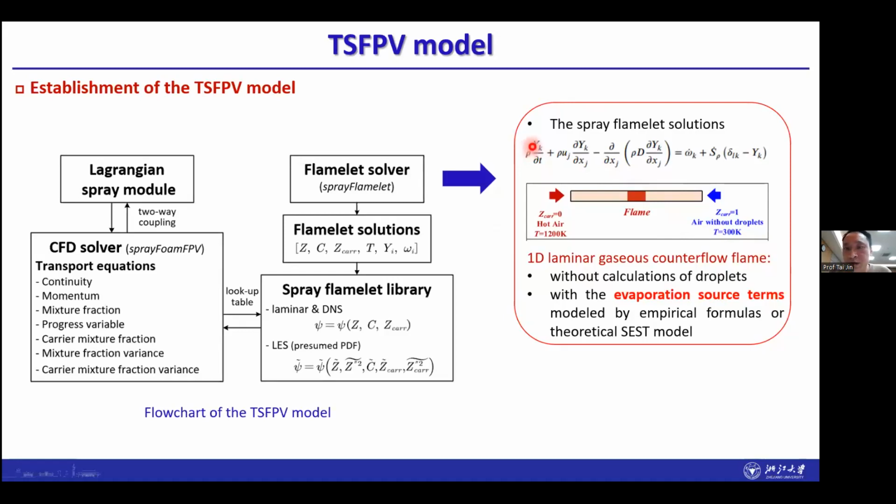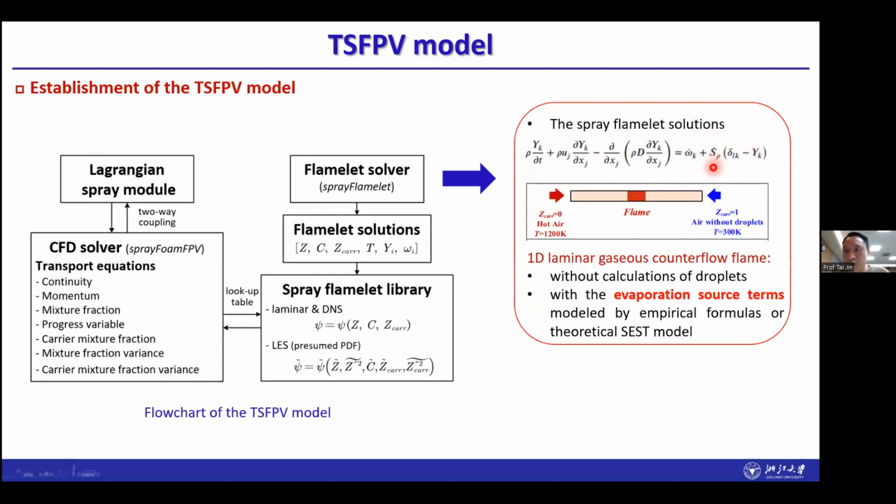So we have derived the spray flamelet solution here. You can see that if we take this gaseous phase equation, we can calculate the transport, diffusion, and also the reaction rate. The evaporation source term here is unknown. This source term is related to the droplet parameters, such as its velocity, size, and temperature. So all these parameters will come into this source term.